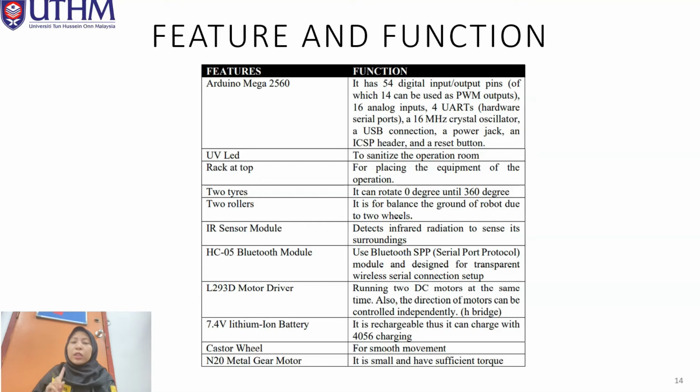The function is running two DC motors at the same time. Also, the direction of the motors can be controlled independently through the H-bridge, and it uses a 3.7 volt lithium ion battery. It is rechargeable, so it can be charged with a TP4056 charging module, and the caster wheel is used for smooth movement, along with the N20 metal gear motor. It is small and has sufficient torque.